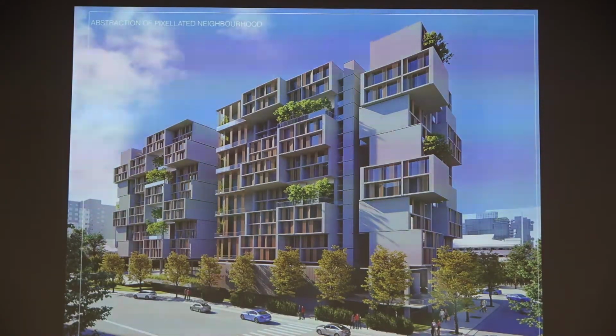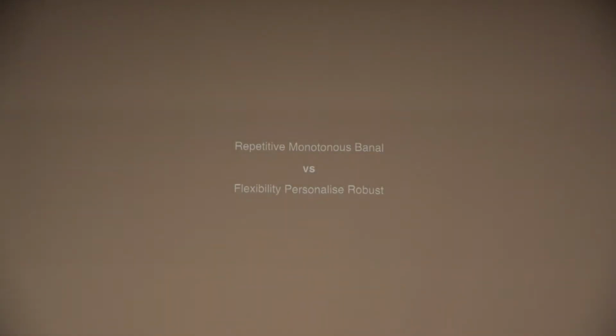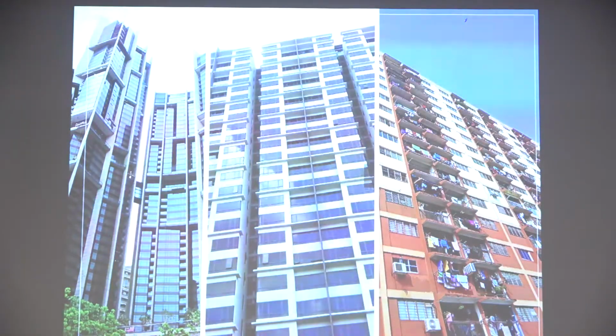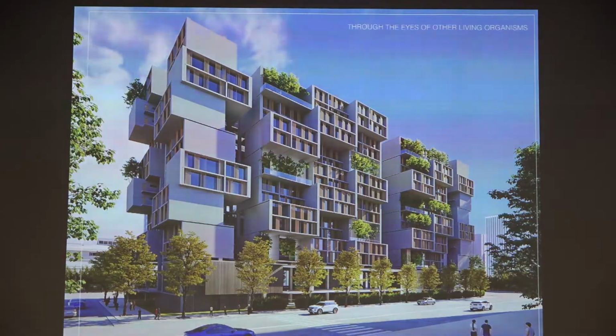Living cubes is becoming a system which can be built anywhere, at any plots, in any areas. We are going away from this monotonous, repetitive and banal architecture, introducing flexible, personalized and robust architecture. The living cube can be built in various locations, site conditions, and limitations. It can also be altered to accommodate budget and constraints. In Malaysia, it is very distinct to see luxury apartments, condominiums, and affordable housing. So what we're trying to say is, regardless of all these different groups and qualities, the living cubes can be adopted by all.